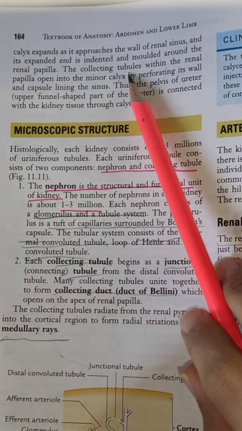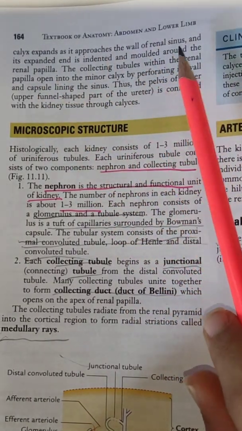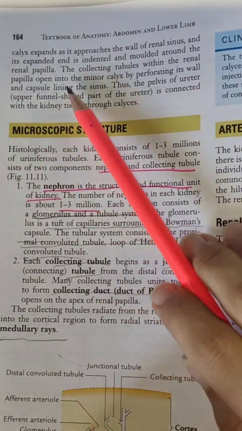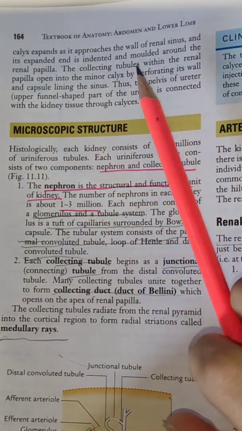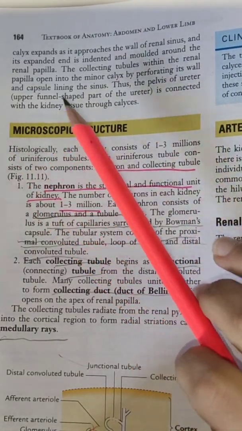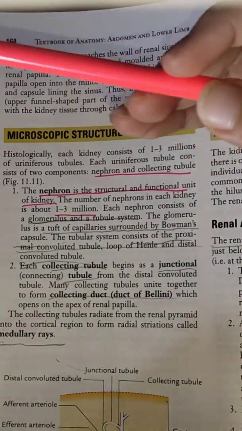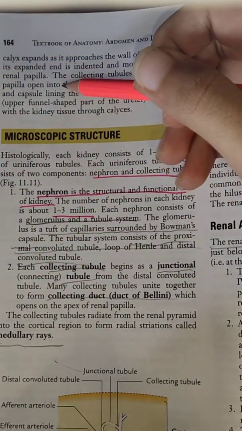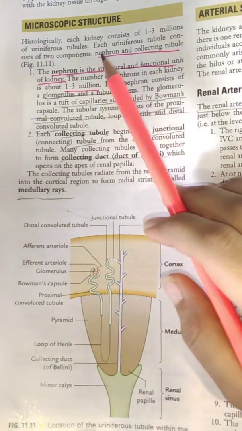The collecting tubules within the renal papillae open into minor calyces by perforating its wall and the capsule lining the sinus. Thus, the pelvis of the ureter, the upper funnel-shaped part of the ureter, is connected with the kidney tissues through calyces. So there is a connection between the ureter and the kidney with the help of these major and minor calyces. So we'll look at the microscopic structure of the kidney.